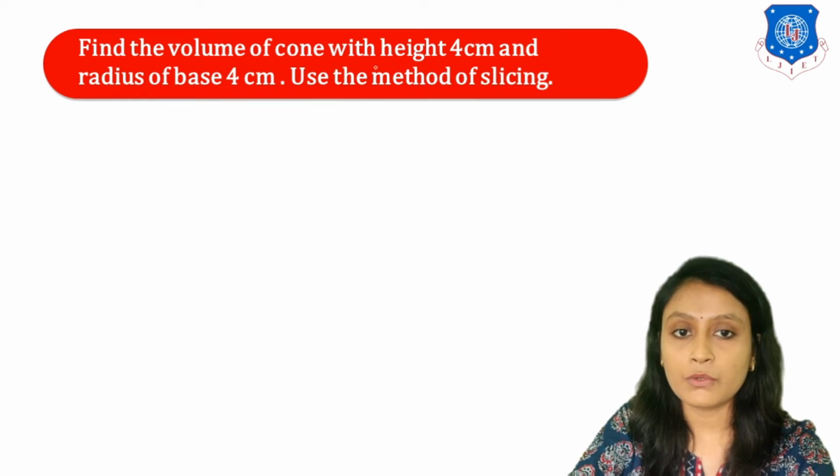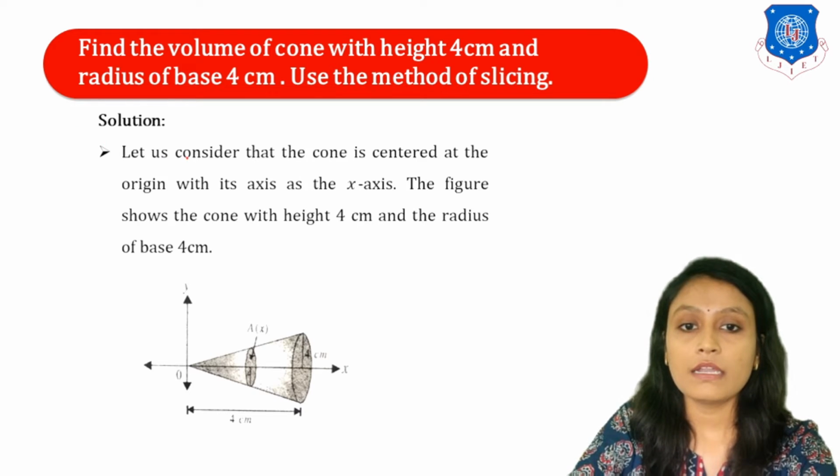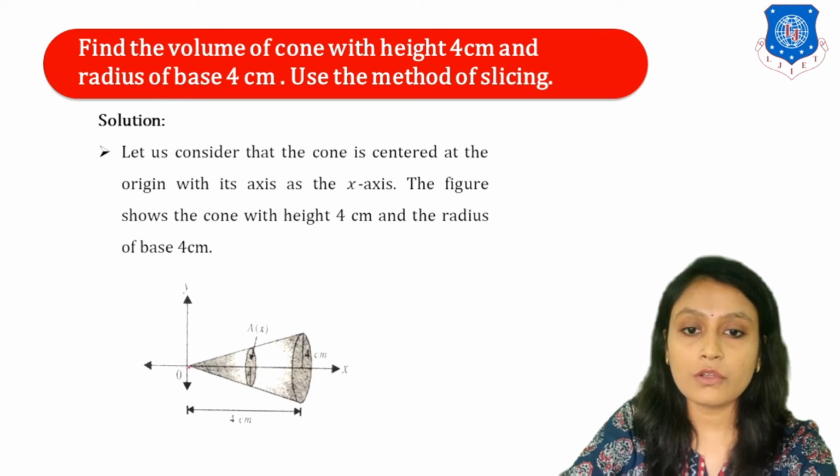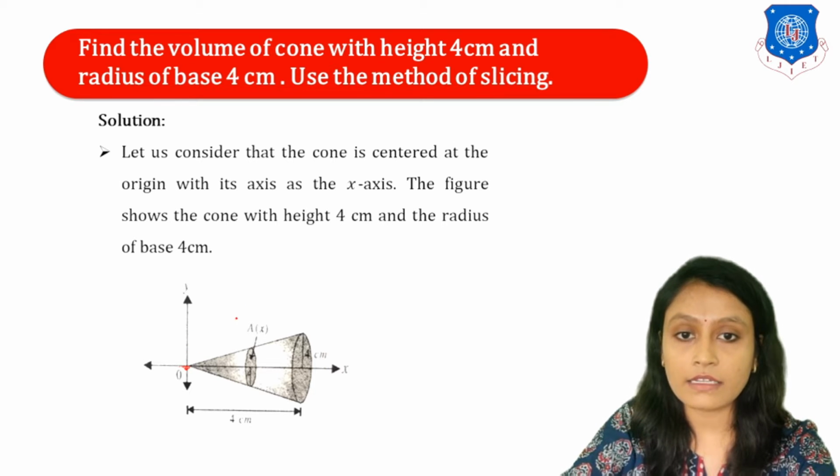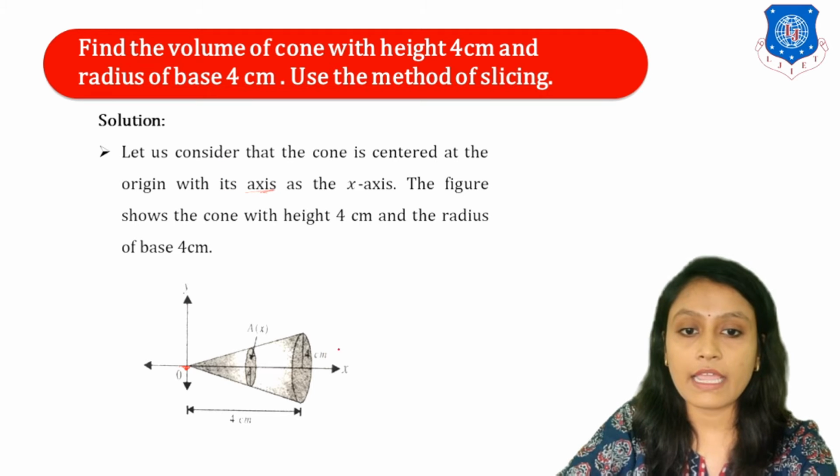Find the volume of a cone with height 4 cm and radius of base 4 cm. We will use this method of slicing. Let's begin with the solution. Let us consider that the cone is centered at the origin with its axis as the x-axis. This is your x-axis, right? Now, this figure shows the cone with height 4 cm and the radius of the base also 4 cm. Now, if you consider one slice, it is a circle.